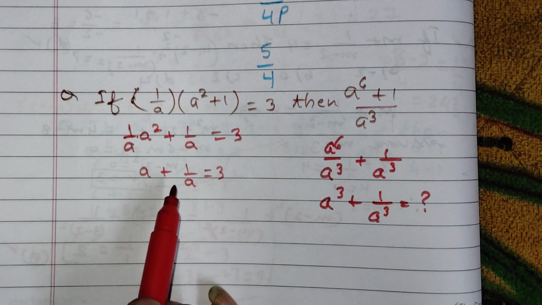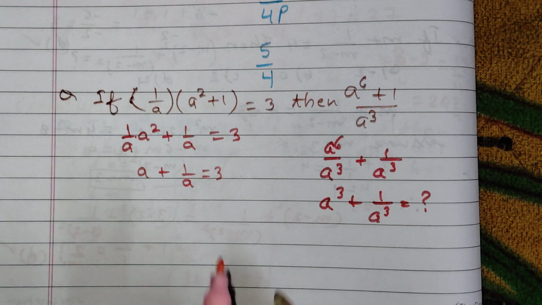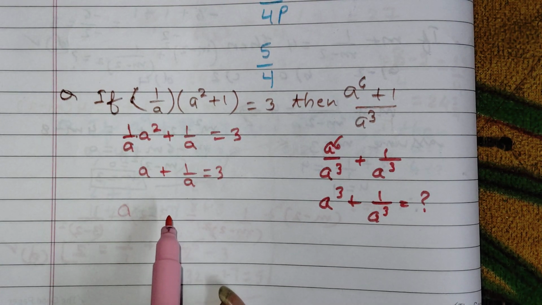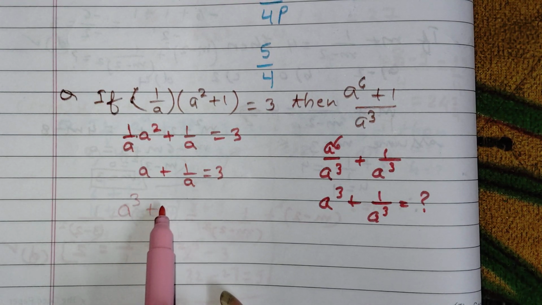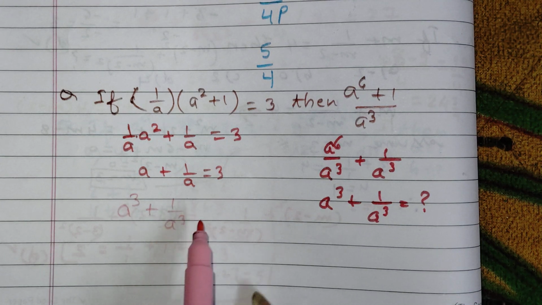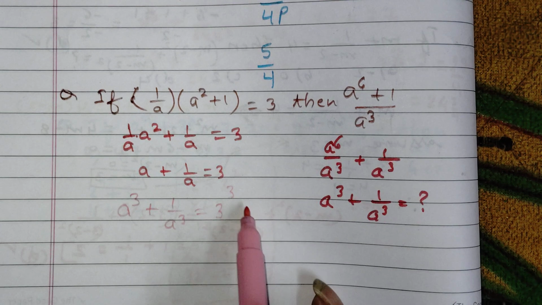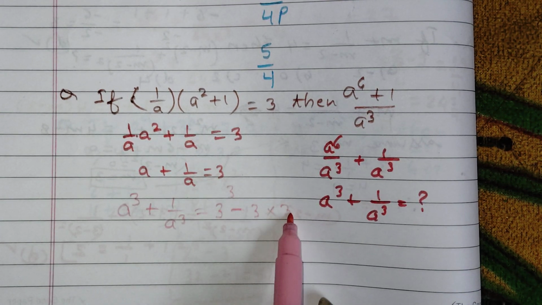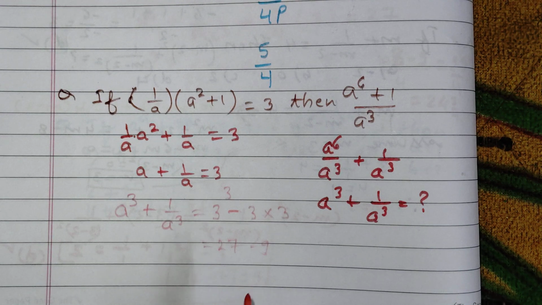And here we have a plus 1 upon a equal to 3. So the formula we are applying here: if a plus 1 upon a is given, then a cube plus 1 upon a cube is equal to the cube of this number, then minus 3 times this number. So we get 3 cube is 27, 27 minus 9, we get the answer 18.